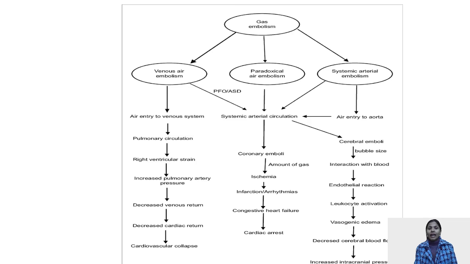What is the pathophysiology of the gas embolism? Eventually what happens is that we have a venous air embolism, so there is an increase in the pulmonary vascular resistance. We have pulmonary artery pressure that is increased, and thus it can lead to pressure on the right ventricle, and we have decreased venous return, decreased cardiac output, and eventually cardiac arrest. The same is going to happen if there is an air embolism or a systemic arterial embolism.